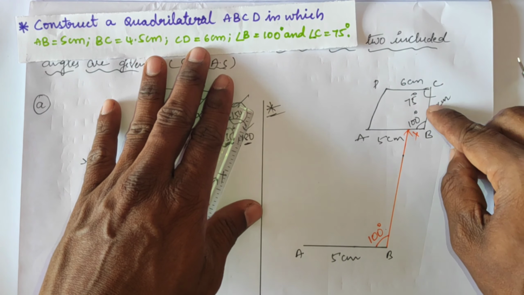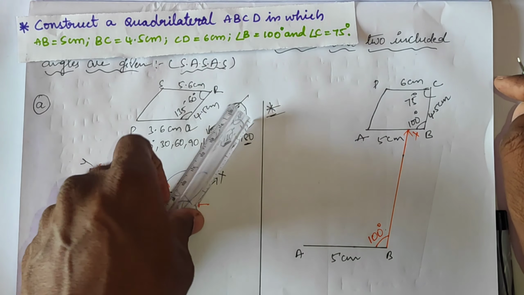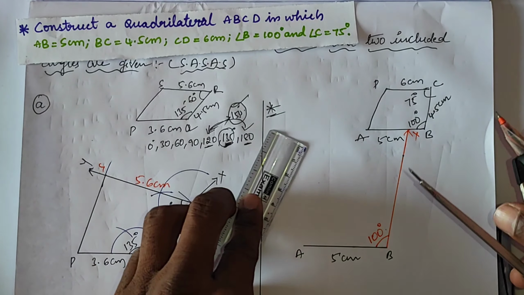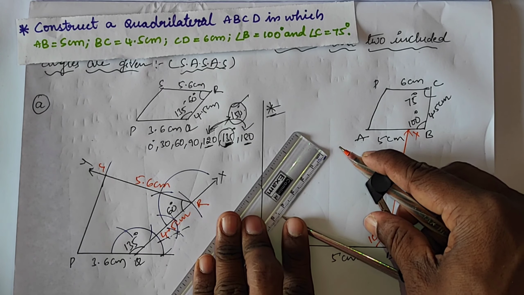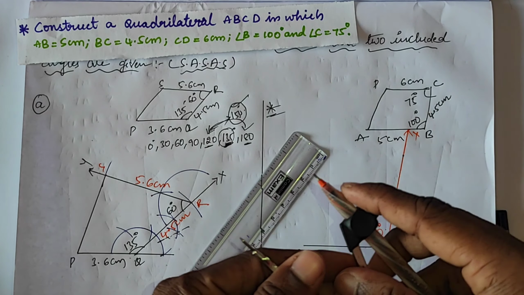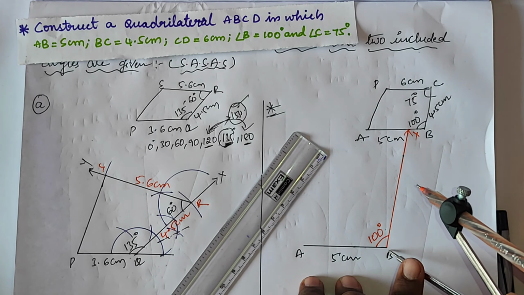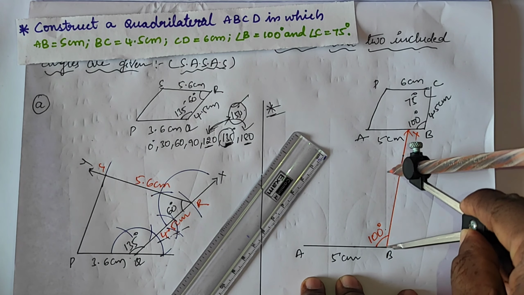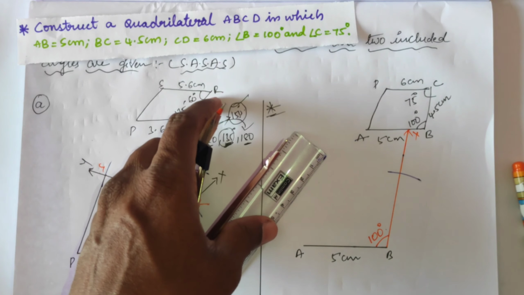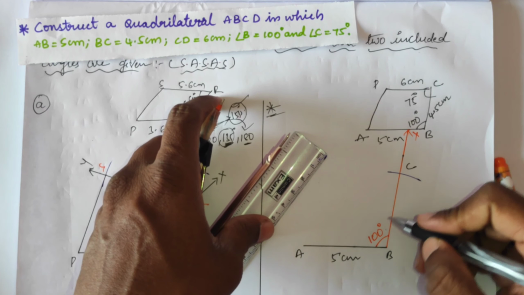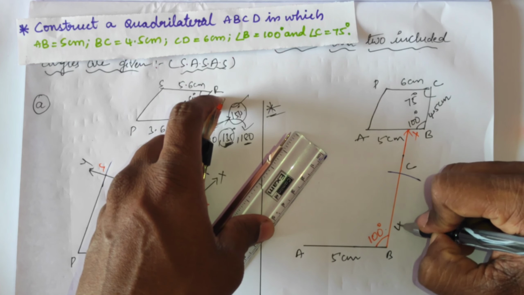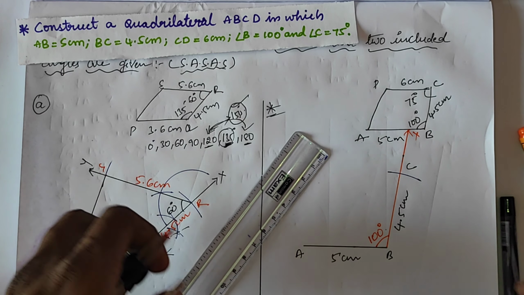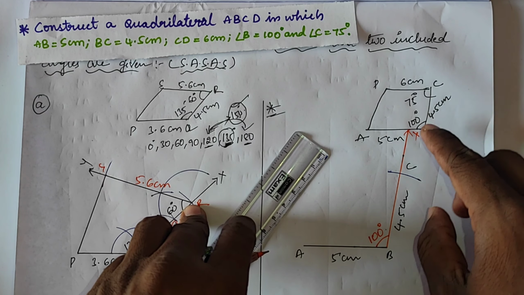Now next what is there? The length we have to do is BC. BC length is how much here? 4.5 centimeters. Now measure 4.5 centimeters radius with the help of compass and ruler. Taking B as a center, I am cutting this ray. BX is a ray, right? I am cutting this arc. We got the intersecting point. Nothing but this is C. And I measure what here? 4.5 centimeters. Completed.